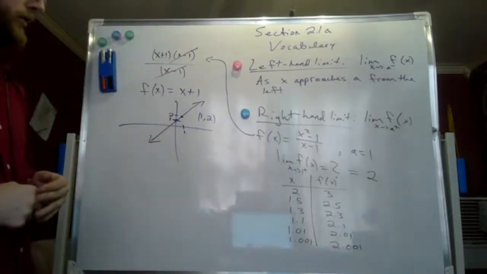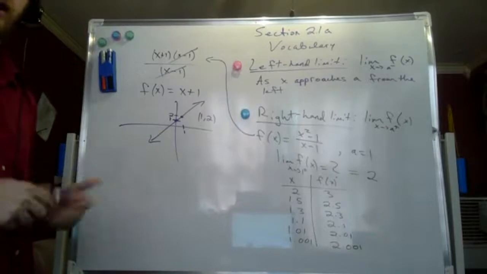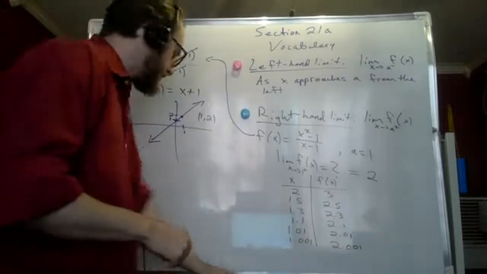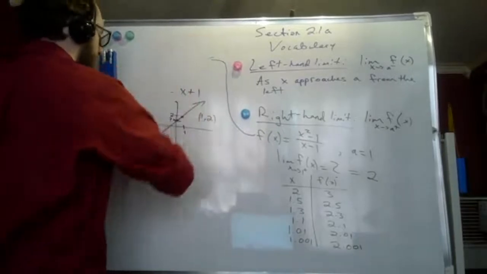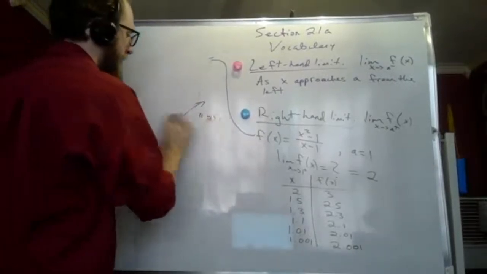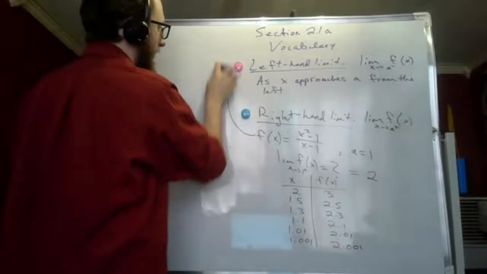And that's our first example of a right-hand limit. So let's keep going. We're next going to look at taking the limit from the left-hand side.